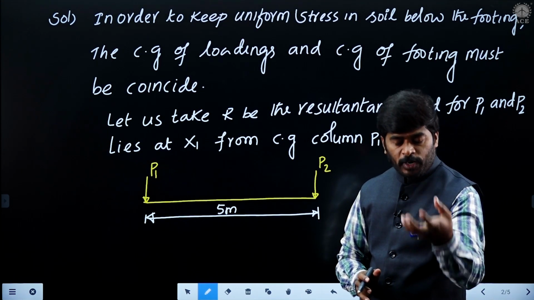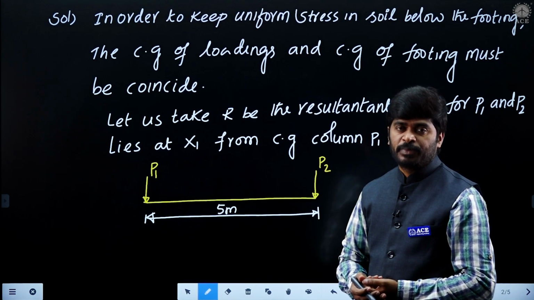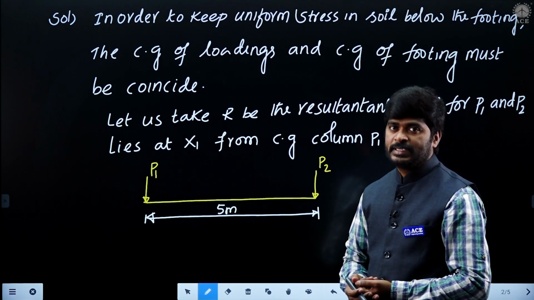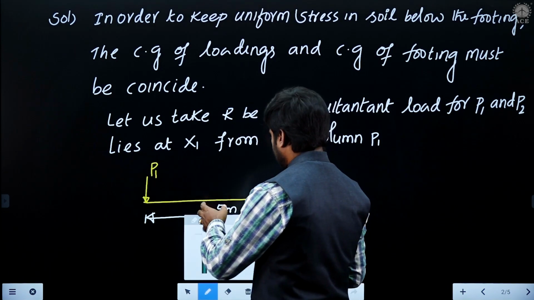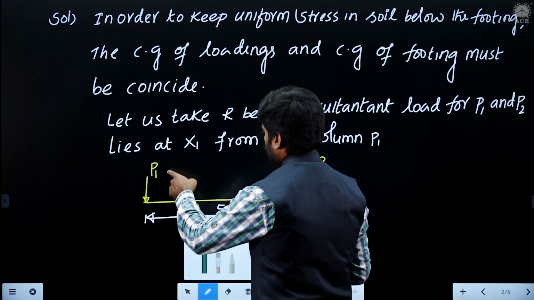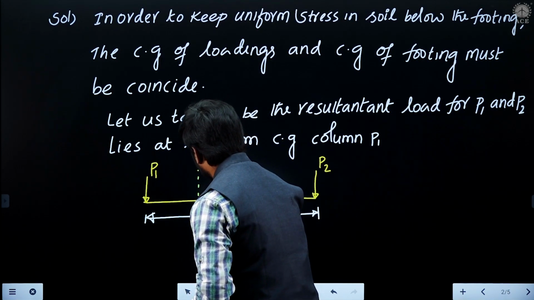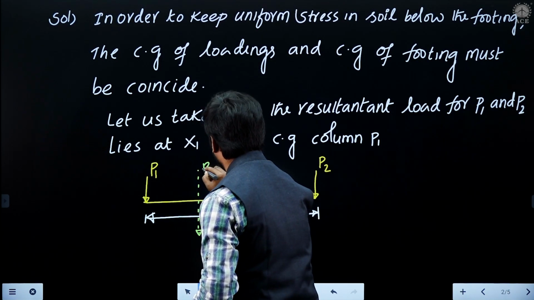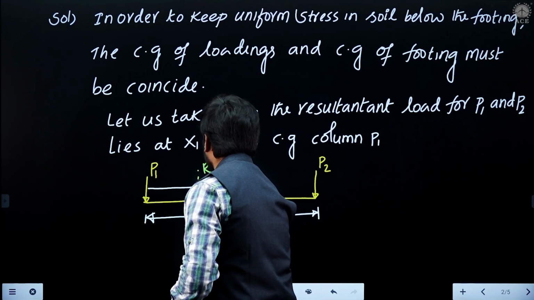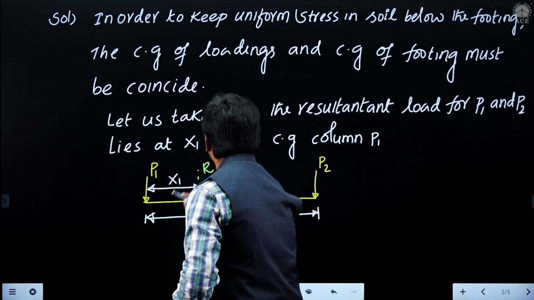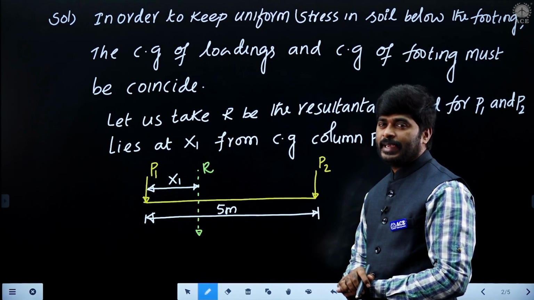For this case, from first principle, we have to find out CG for these two loadings. Resultant load will be acting very close to P1 because P1 magnitude is higher. Better I will indicate the resultant load R, which is lying at a distance x1. Then how do you find out this x1?